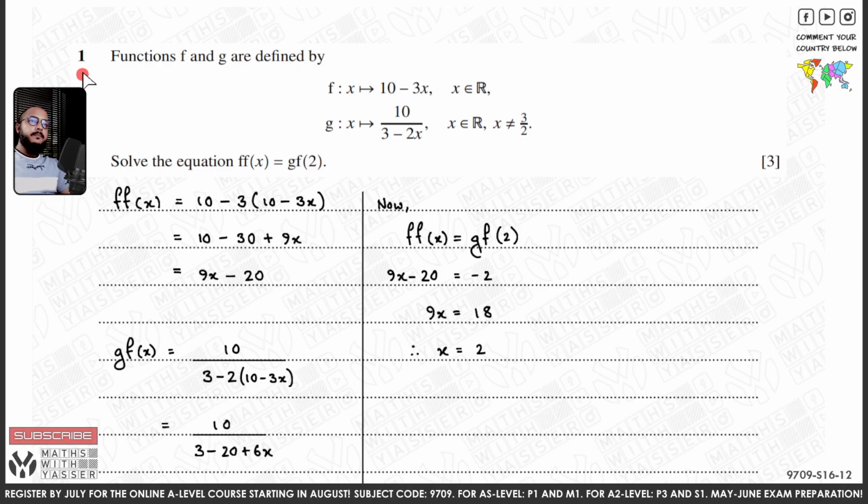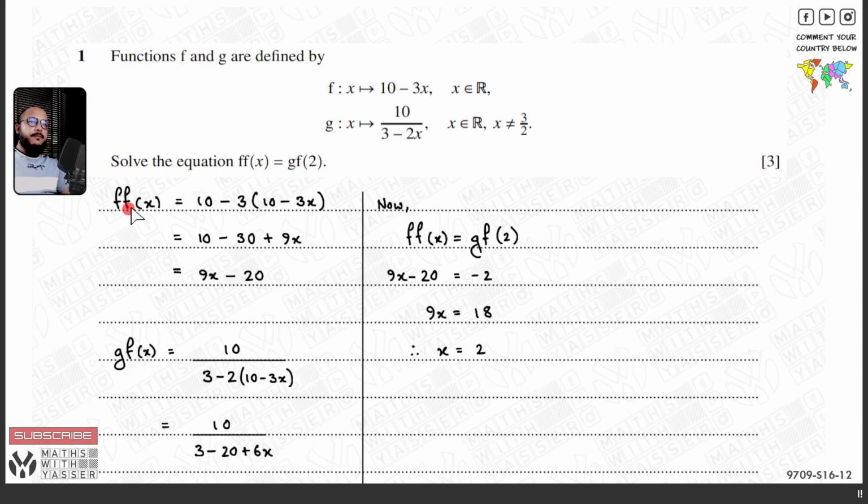Question number 1. Functions f and g are defined by f(x) = 10 - 3x, x is an element of all real values, and g(x) = 10 over (3 - 2x), x is an element of all real values and x does not equal 3 over 2. We need to solve the equation f(x) equals gf(2). So let's first find this and then we will find this and then we will equate them.